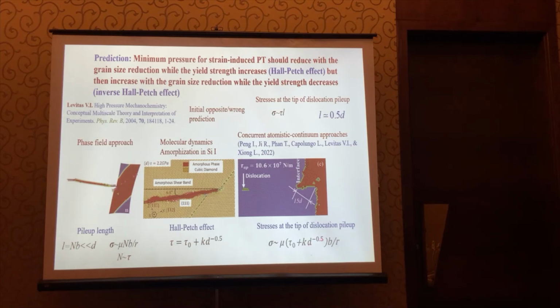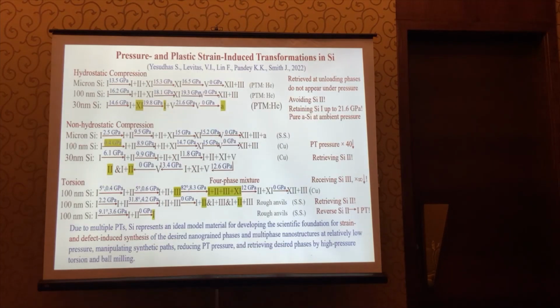And second, if grain size is getting too small, then we are in the region of inverse Hall-Petch effect, and shear stress reduces. And also because grain boundary sliding competes with dislocation activity, number of dislocations reduces. So then stress concentrator reduces, and phase transition pressure increases. And we confirm this for phase transition in silicon.